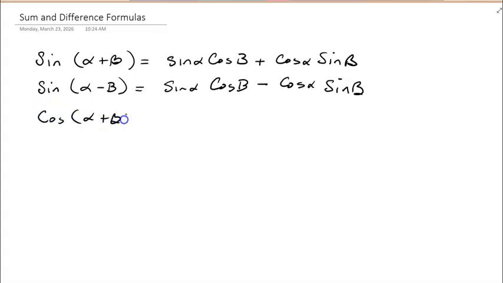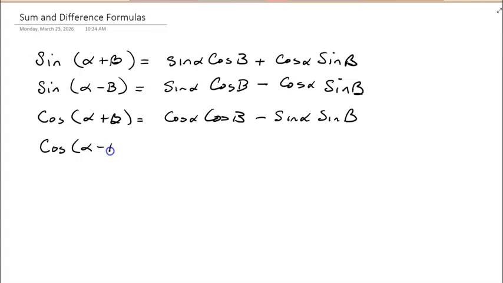Cosine's a little bit different. Cosine of alpha plus beta is actually cosine alpha cosine beta minus, here that's opposite from what you're doing, so for the sum of the two angles you actually have to subtract. And then it's sine alpha sine beta, and of course then cosine of alpha minus beta is cosine alpha cosine beta plus sine alpha sine beta.